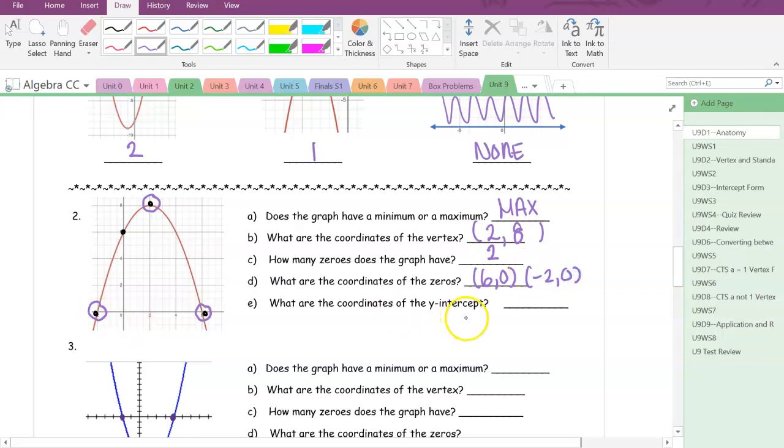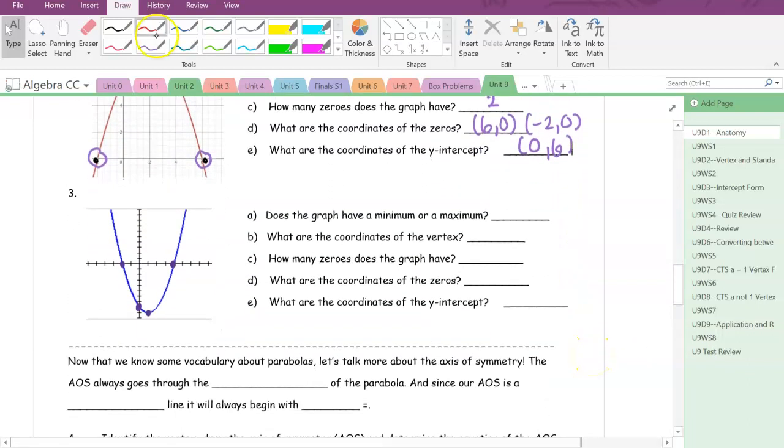All right, and then finally, coordinates of the y-intercept. That's where we're hitting the y-axis. That's going to be this guy, and that's 2, 4, 6. Make sure you have 0, 6, not 6, 0. Okay. All right, let's try another one.